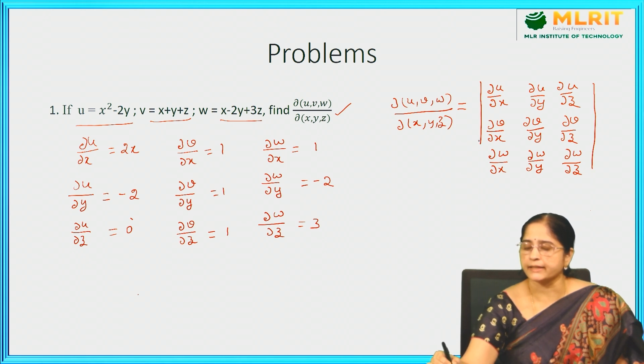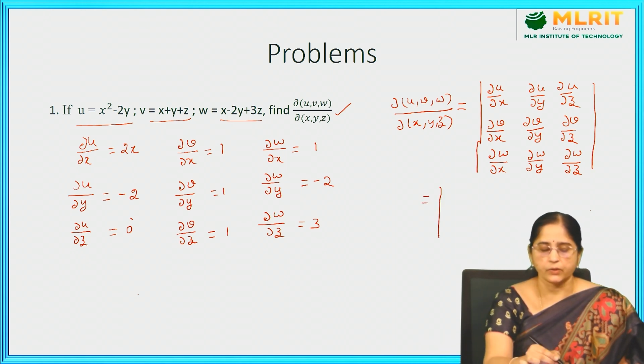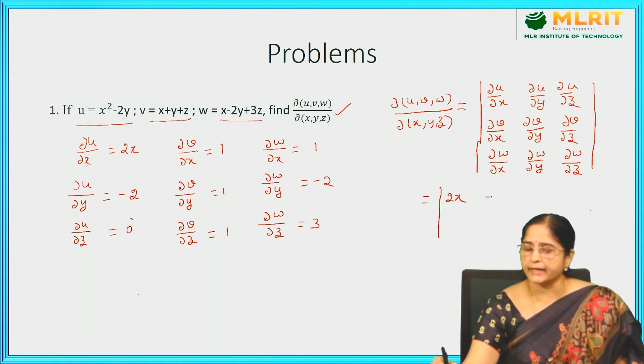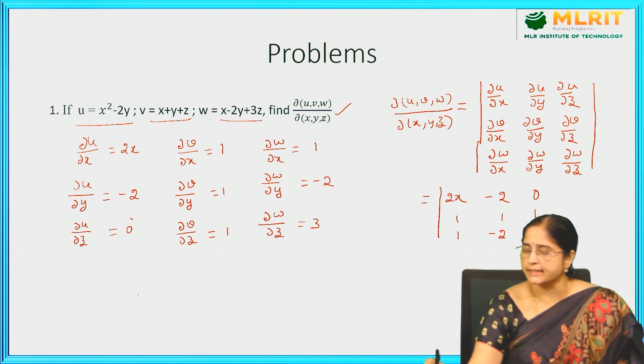So calculate the determinant. Already we calculated ∂u/∂x and all the values. ∂u/∂x value is 2x. ∂u/∂y value is minus 2. ∂u/∂z value is 0. ∂v/∂x, ∂v/∂y, ∂v/∂z, all the values are 1. ∂w/∂x is 1. ∂w/∂y is minus 2. ∂w/∂z is 3.